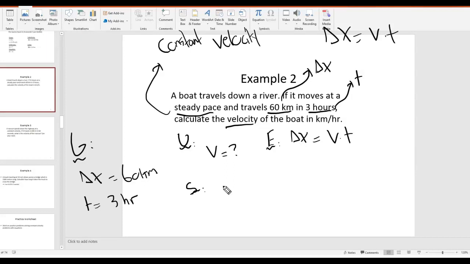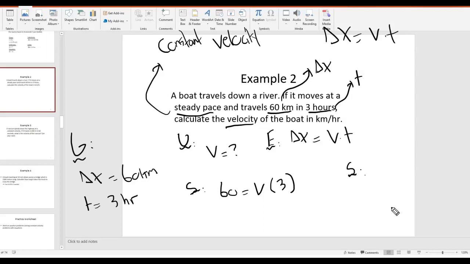Delta x is 60. So I'm going to put in 60 for delta x. I put the equal sign. Always make sure you have an equal sign in your equation. I don't know what v is, so I just leave that in there. And then I plug in for t. T is 3. Now, when we're going to solve, we're going to have to use basic algebra skills.